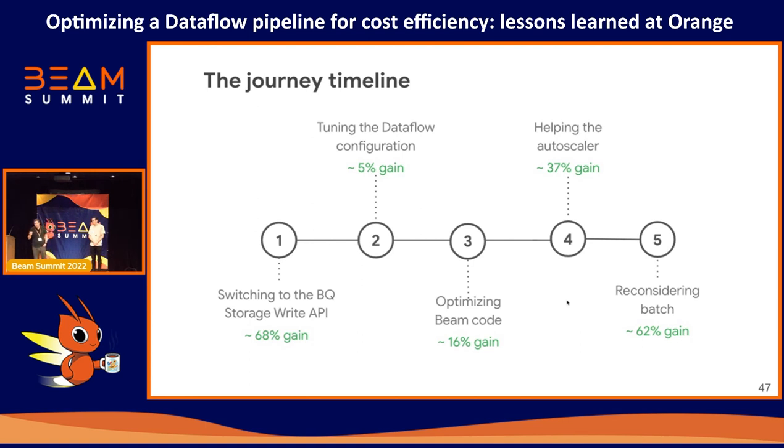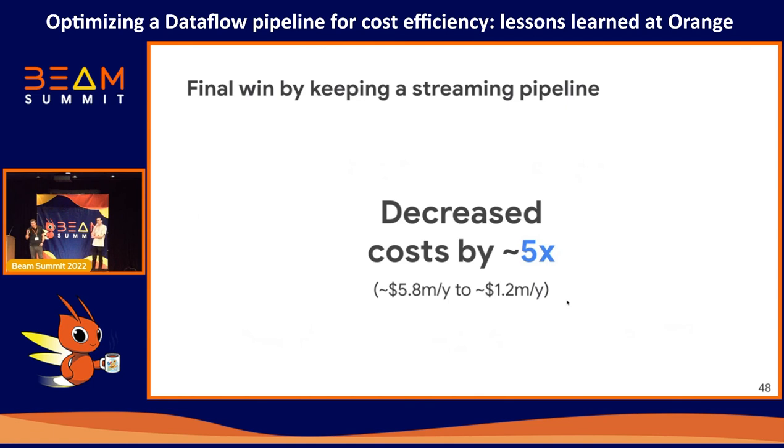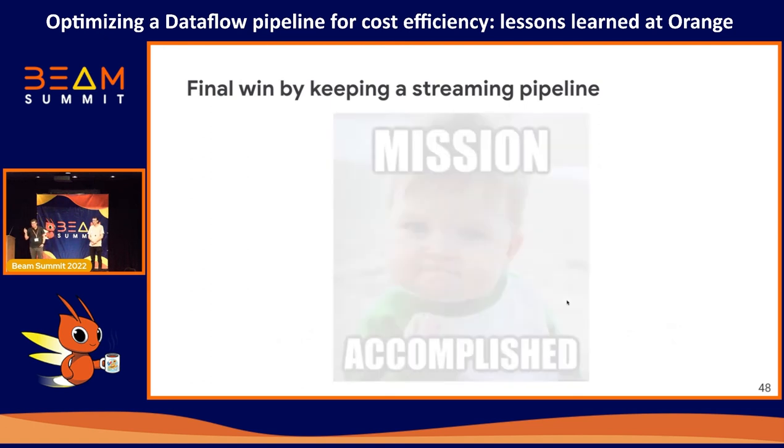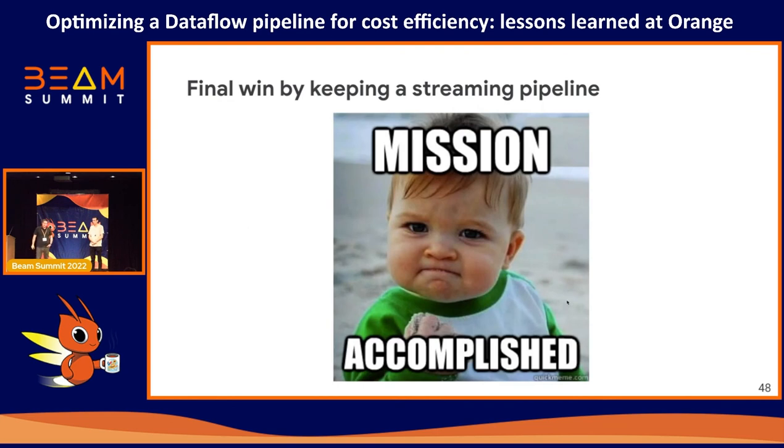You can also focus on the parameters to try to guide the autoscaler, as at least for us, it was a huge source of cost reduction. And now, what you are all waiting for, the final results. By keeping a streaming pipeline with a low latency, we could divide the cost by 5, to $1.2 million per year. So it was a great success.